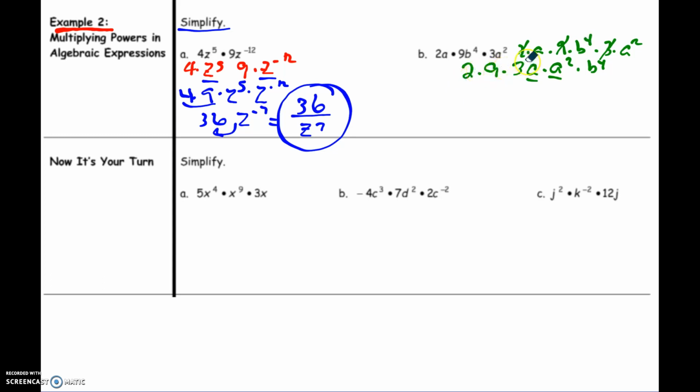2 times 9 times 3. The easy way to do it is 2 times 3 is 6, 6 times 9 is 54. A times a to the second. This first a doesn't have an exponent, so it's implied to be a 1. So 1 plus 2 is 3. That's a to the third, b to the fourth. And that's my answer.